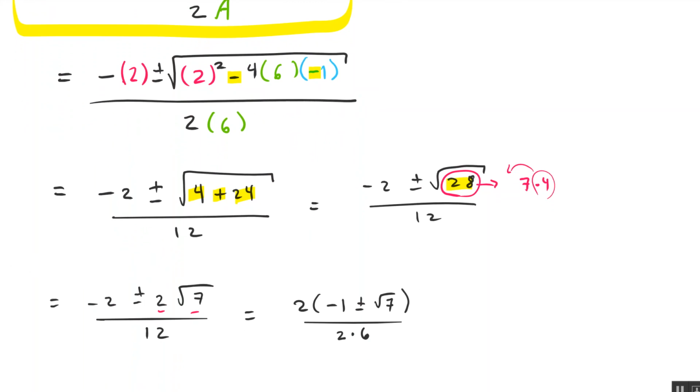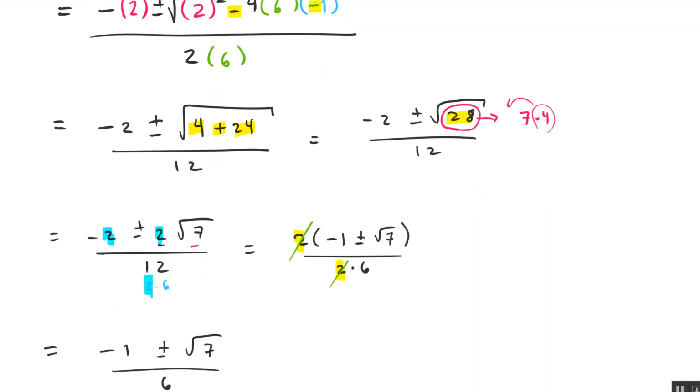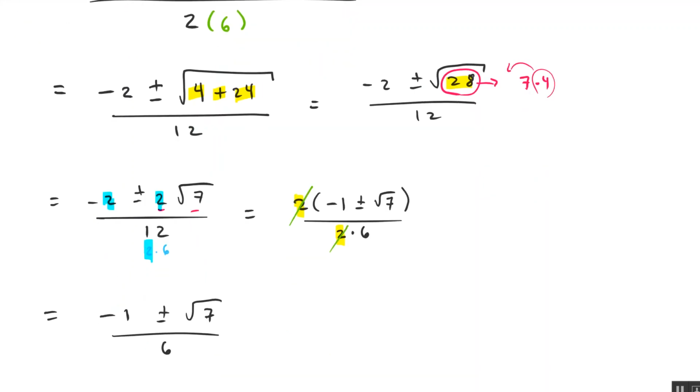But we also notice that we have something that we can factor out of each of these things, because 12 is 6 times 2. So we can factor out a 2 everywhere, in the top and the bottom. We factor out a 2 in the top, and we notice that it can cancel with the 2 in the bottom, which is great. Those go away, and we're left with our answer: negative 1 plus or minus root 7 over 6.